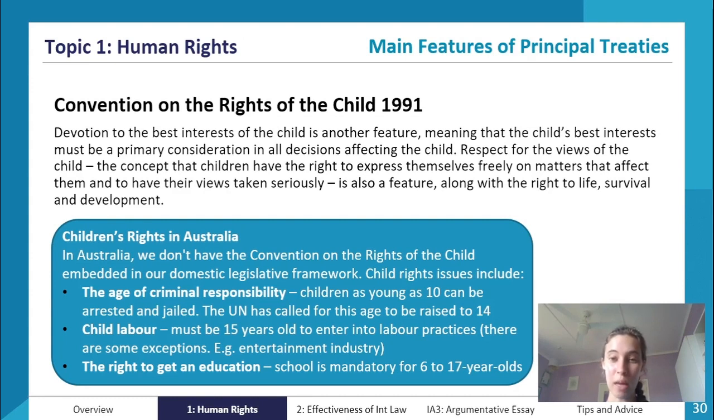So school is mandatory. And if you don't go to school, then you will be sought out by the various people who are monitoring that. You can leave school before 17, but there are requirements for that as well, with you needing to be working or studying at TAFE, for example. So there are exceptions, but in general, those are some of the contentious issues that we have in Australia.